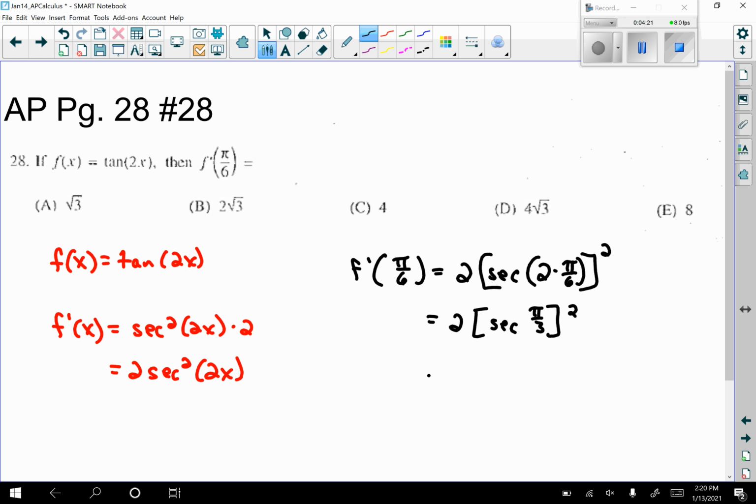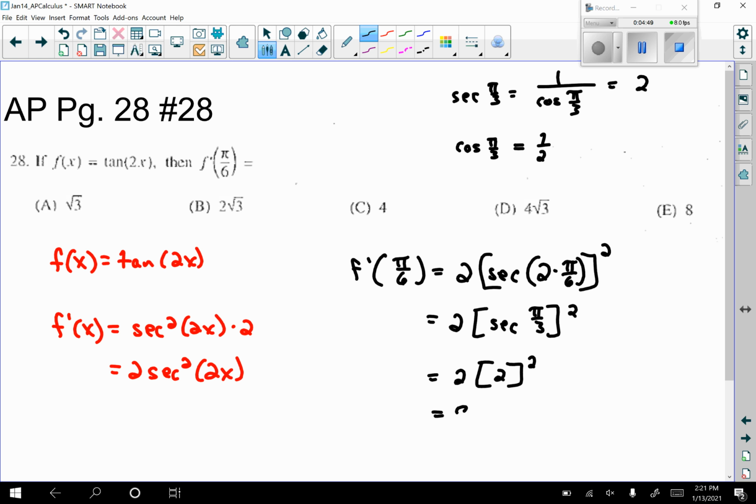And then let's work with cosine. So we know secant of pi over 3 is the same as 1 over cosine of pi over 3. Cosine of pi over 3, that's just cosine of 60 degrees, should be 1/2. So then this becomes 1 over 1/2, or it's just 2. So then this becomes 2 times 2 squared, which is 2 cubed, or 8. Giving us E.